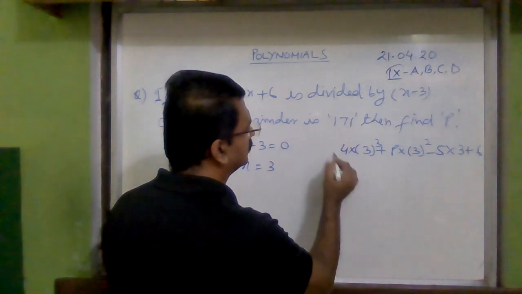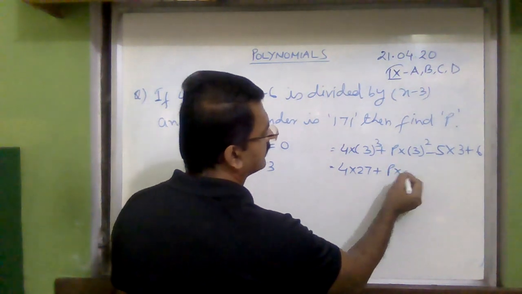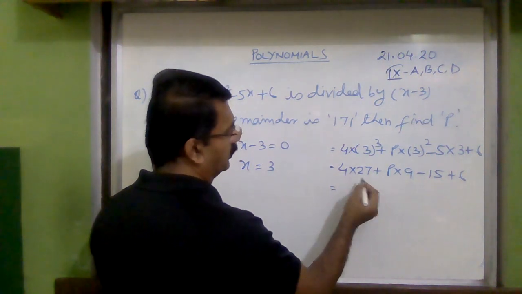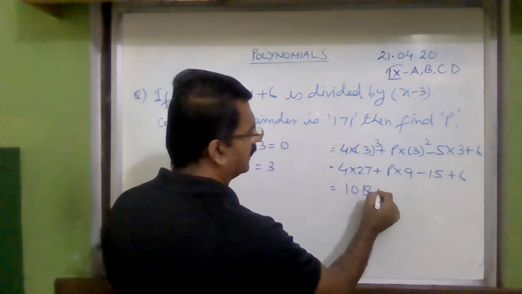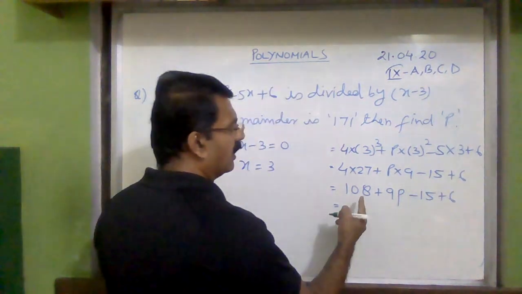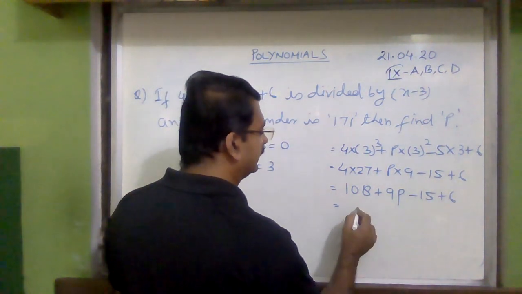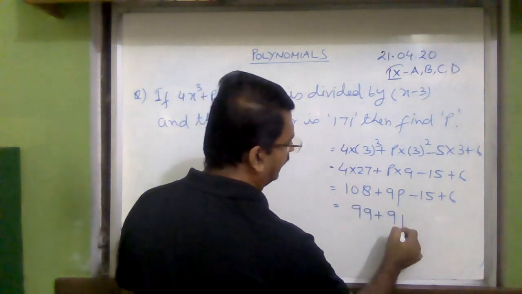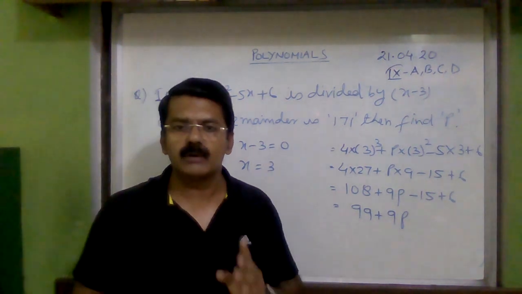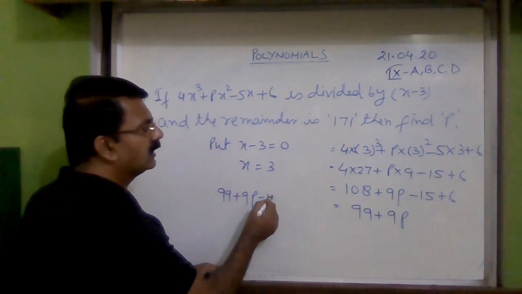Now 3 cube, you know 3 cube is 27, 3 square is 9, minus 15 plus 6. Now 27 into 4 will be 108 plus 9p minus 15 plus 6. 108 plus 6 will be 114, minus 15 will be 99. So 99 plus 9p. So we are getting the remainder as 99 plus 9p, but the question says that remainder is equal to 171. That means 99 plus 9p will be equal to 171.